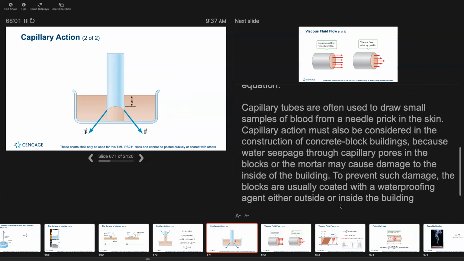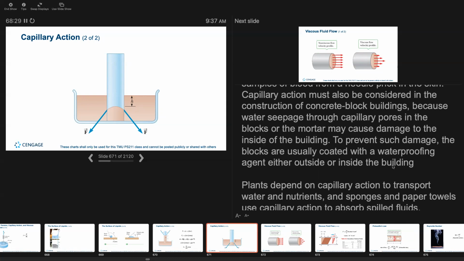Capillary tubes are often used to draw small samples of blood from a needle prick in the skin. Capillary action must also be considered in the construction of concrete block buildings because water seepage through capillary pores in the blocks or the mortar may cause damage to the inside of the building. To prevent damage, the blocks are usually coated with a waterproofing agent, either outside or inside the building.